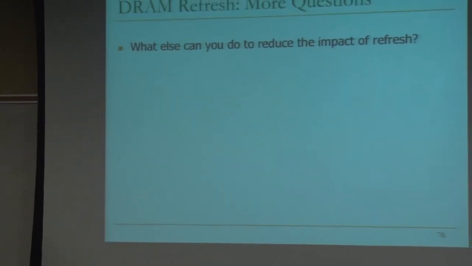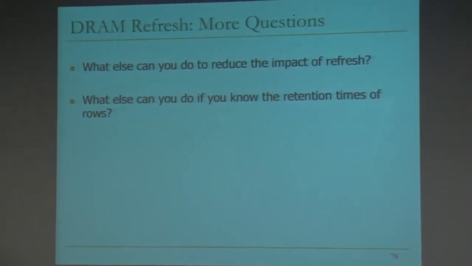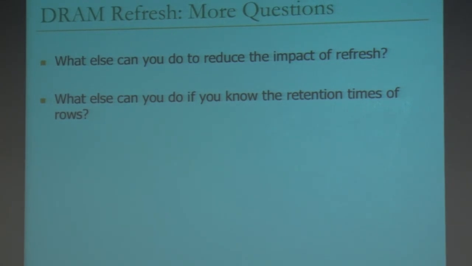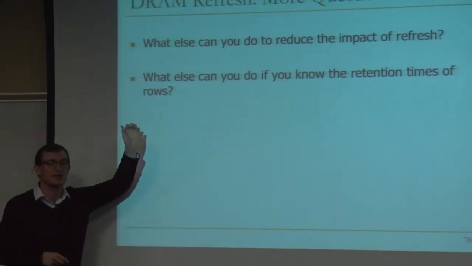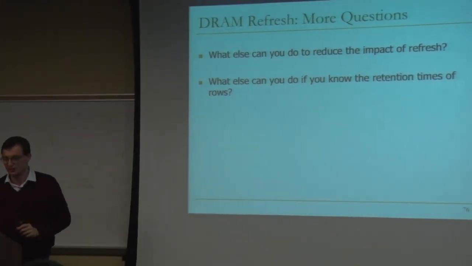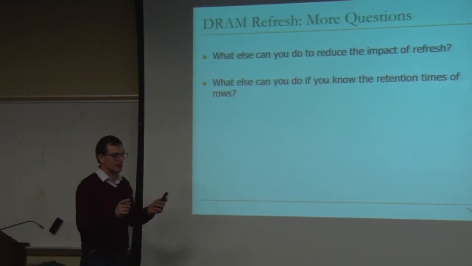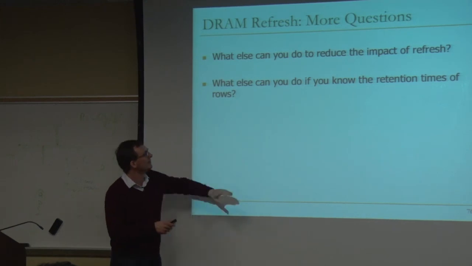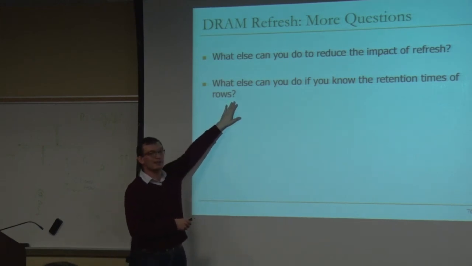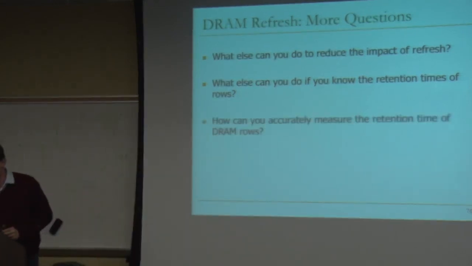OK, I'll leave you with some questions, basically. What else can you do to reduce the impact of refresh? It's a good idea to think about these. What else can you do if you know the retention times of rows? Can you do something else? One thing that we've discussed is maybe expose it to the operating system such that the operating system doesn't allocate pages to these rows, right? Maybe you can do something else. If you know the lifetime of data structures, maybe you put data structures that are going to live shorter than the retention time of rows. That way you don't need to even refresh anything if you have that information.